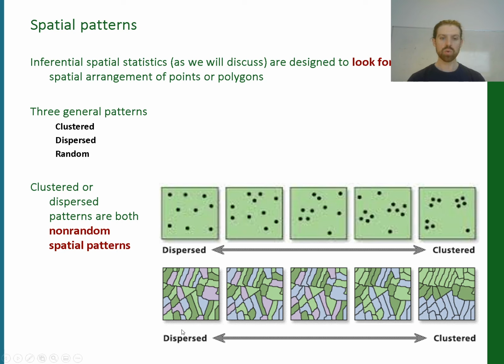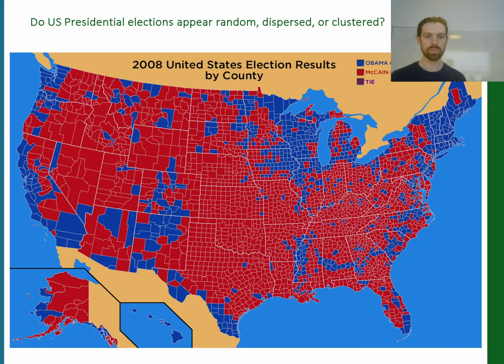Okay, so we have randomness in the middle here, and then we have dispersed at one end and clustered at the other, and these are examples of the ways you might end up getting non-random spatial patterns. So my question, therefore, is: do the results, for example, of recent US elections appear to be random, dispersed, or clustered? Okay, so this is from 2008.